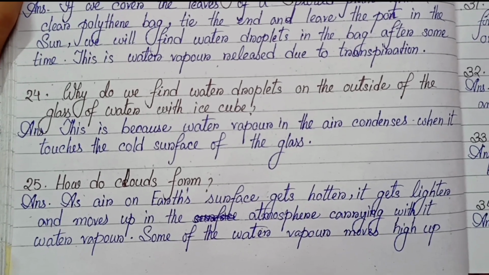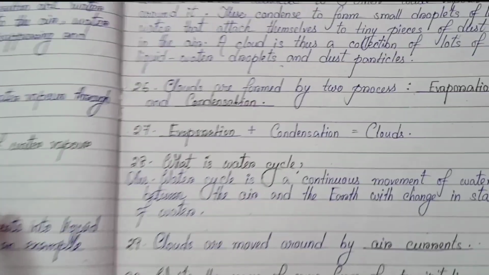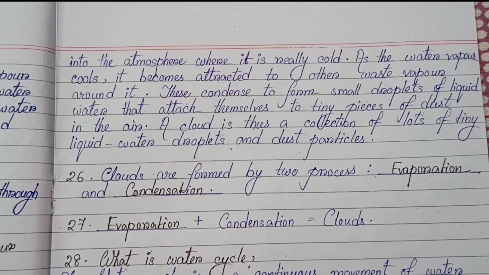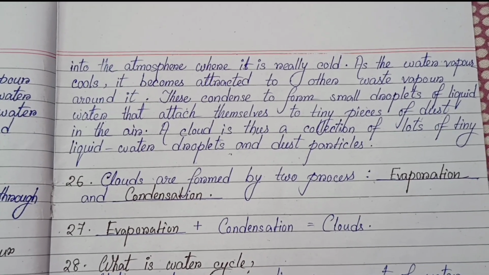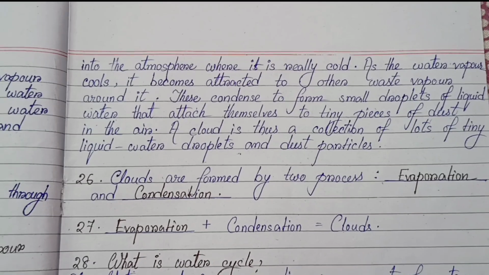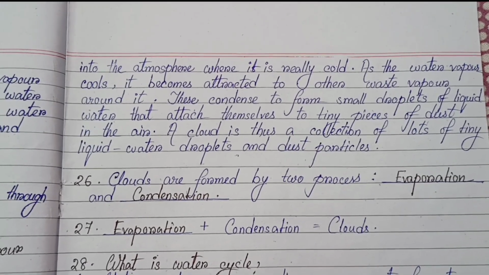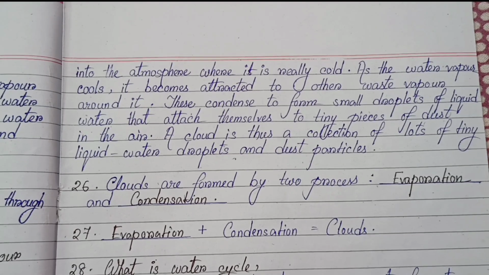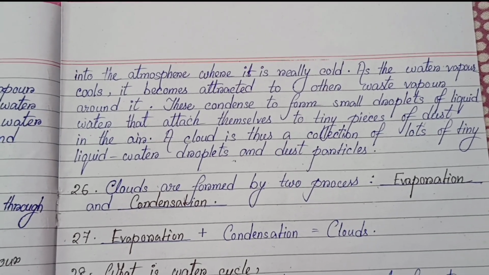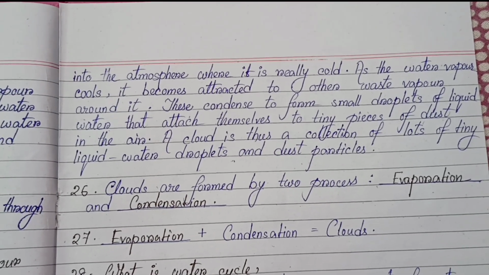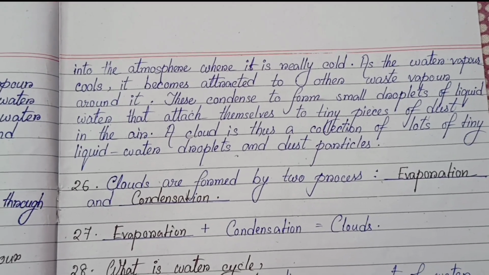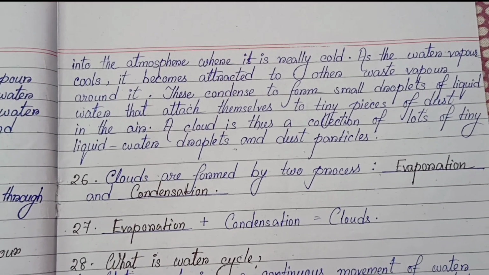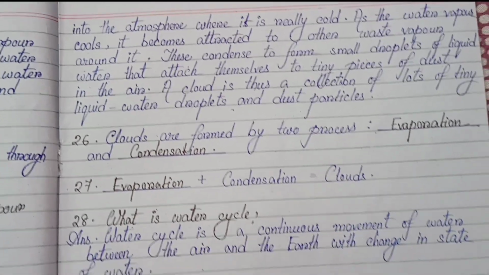Some of the water vapor moves high up into the atmosphere where it is really cold. As the water vapor cools, it becomes attracted to other water vapor around it. This condenses to form small droplets of liquid water that attach themselves to tiny pieces of dust in the air. A cloud is thus a collection of lots of tiny liquid water droplets and dust particles.